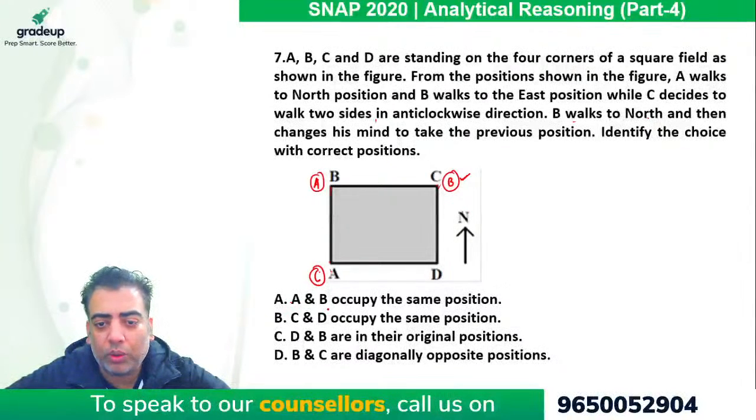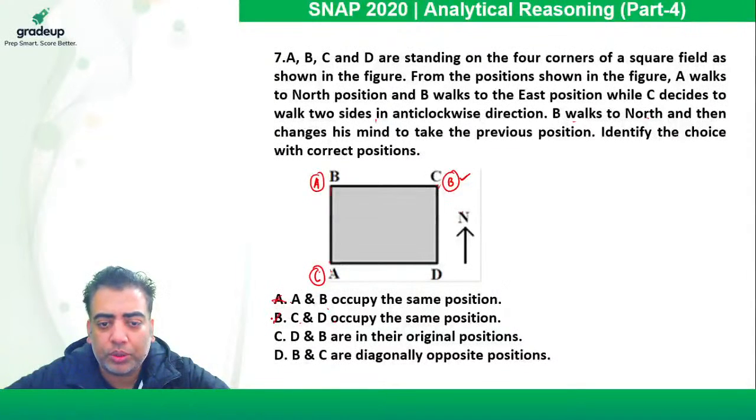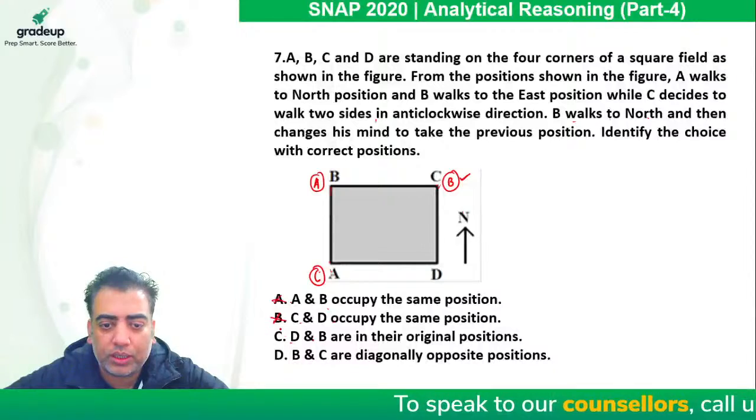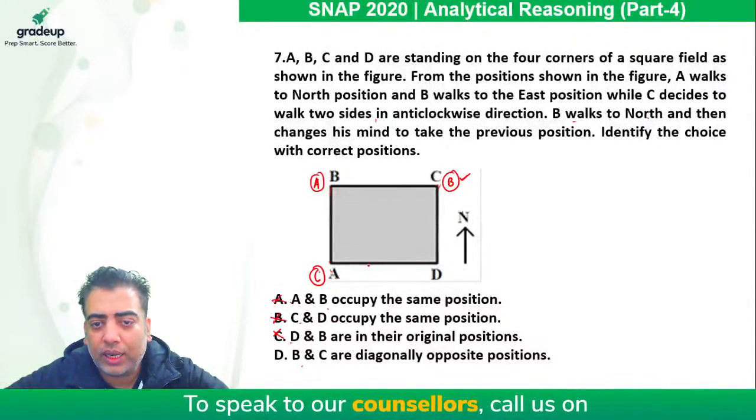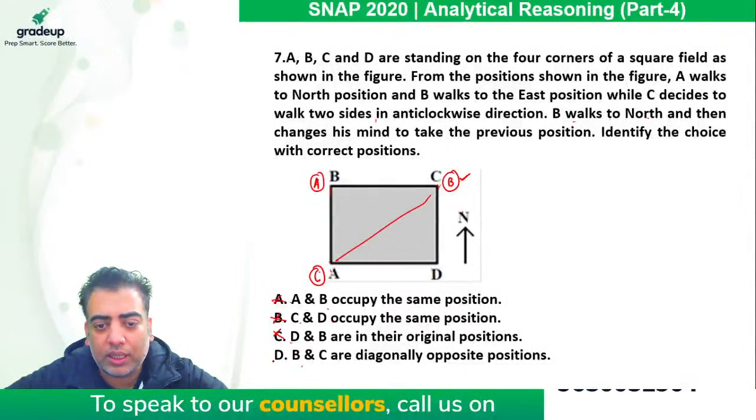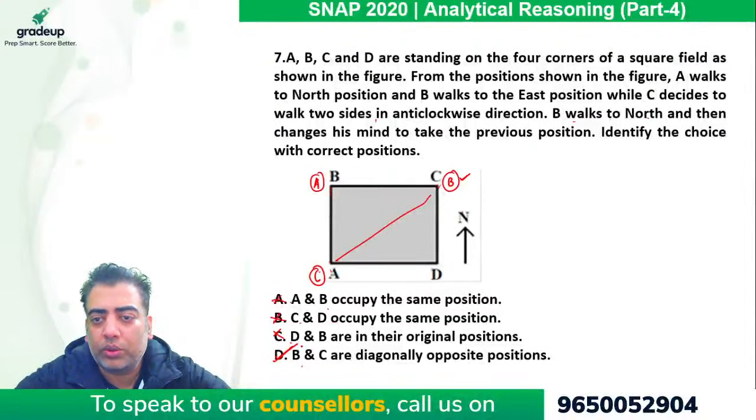A and B occupy the same position now. C and D occupy the same position now. D and B are in their original positions now. B and C are diagonally opposite, so the answer is definitely yes. So the correct answer comes out to be D.